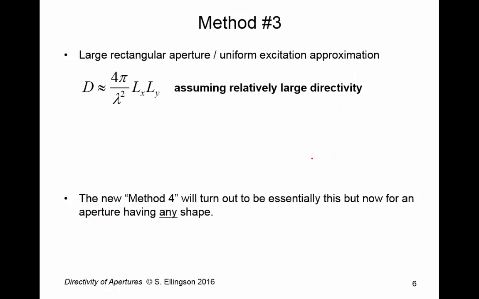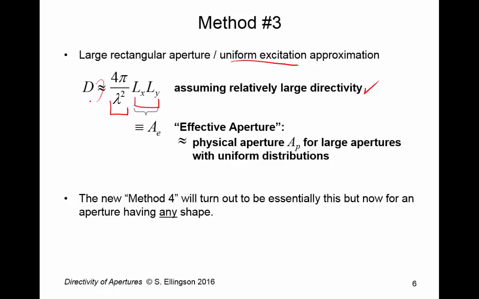Now, back in a lecture on large rectangular apertures with uniform excitation, we found that the directivity to a good approximation could be described as 4 pi over lambda squared times the dimensions of that rectangular aperture. And of course, this is just the area of the aperture, the product of the side lengths is the area of the aperture. And this worked if you had relatively large directivity. That's what the approximation is about. And it's specific to uniform excitation, of course.